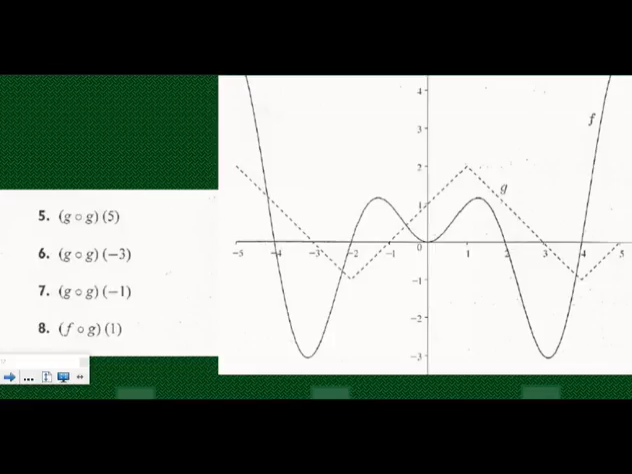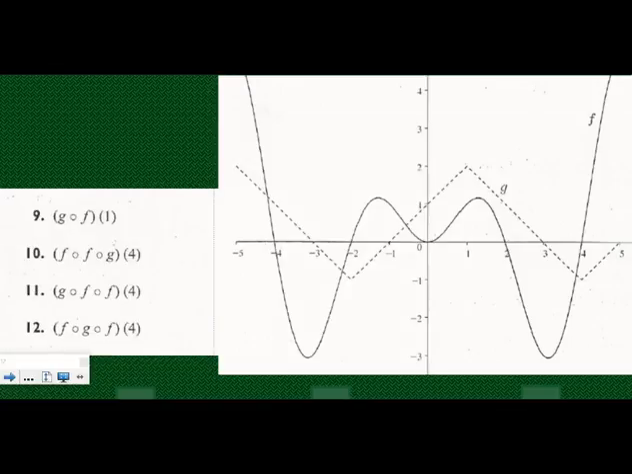Well, first we have to find f composed with g of 1. First find g of 1, which looks to be 2, right at this local maximum. And then f of 2, well, let's see. f of 2 would be right here at 0. So f composed with g of 1 is equal to 0.